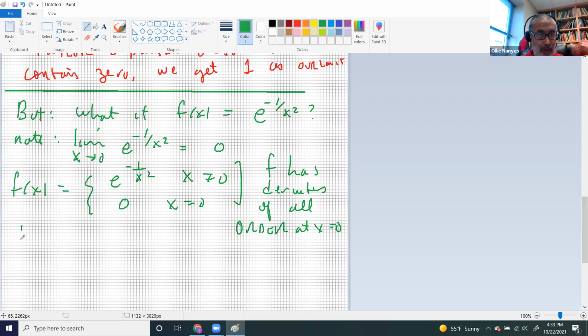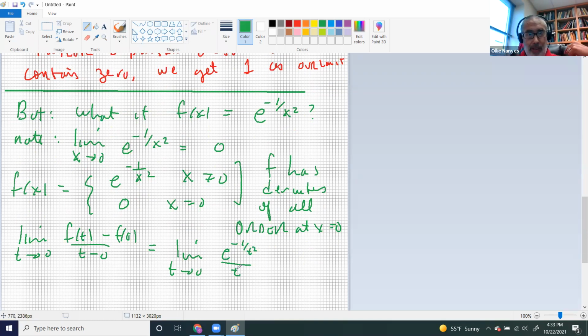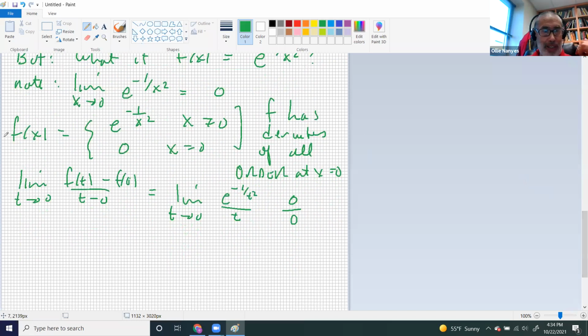Let's look at the difference quotient, the limit as, say, t goes to 0 of f of t minus f of 0 over t minus 0. So we get e to the minus 1 over t squared minus 0, divided by t. Notice you're getting a 0 over 0, so you can use L'Hopital's rule. But my suggestion, you don't have to do this, is to try this instead.